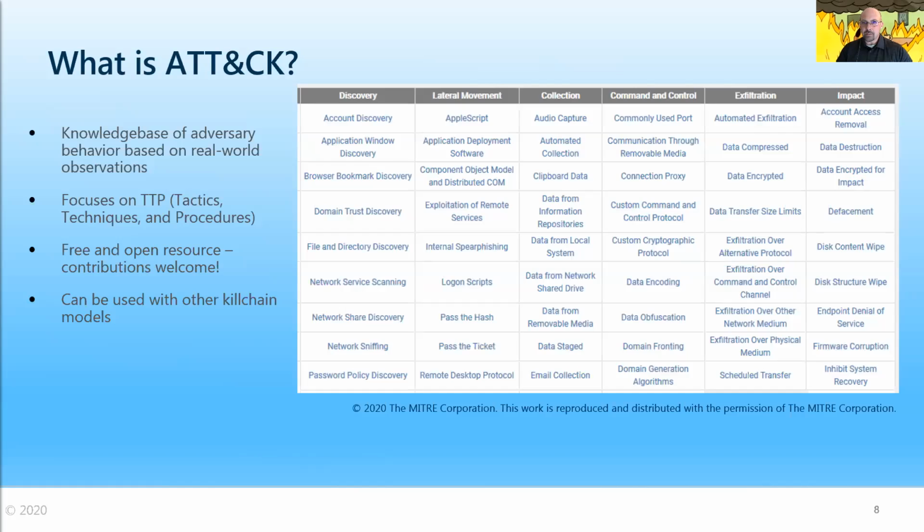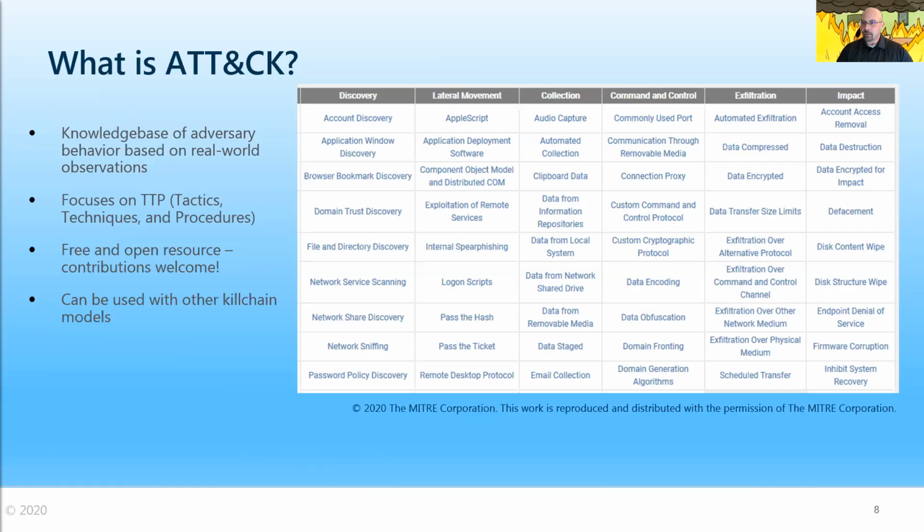And what actually is ATT&CK? ATT&CK is, in simple terms, just a knowledge base of adversary behavior based on real world observations. It focuses on tactics, techniques, and procedures, the TTPs. One cool thing about it is it's free and open source, so people can contribute to it whenever they want. It's open for research. It's free to use in commercial activities and in reports. And it can also be used with other kill chain models. I'll show how it fits in with that in a future slide.